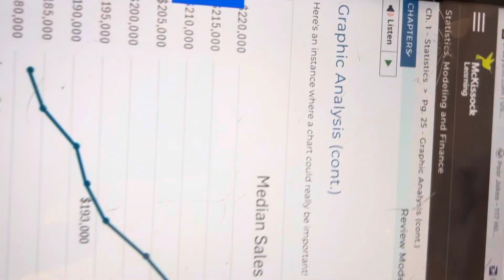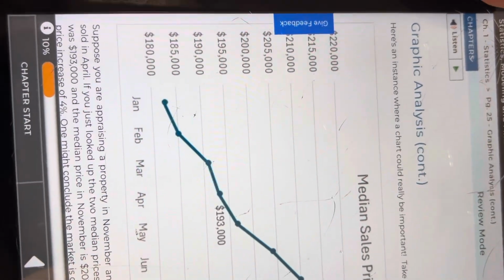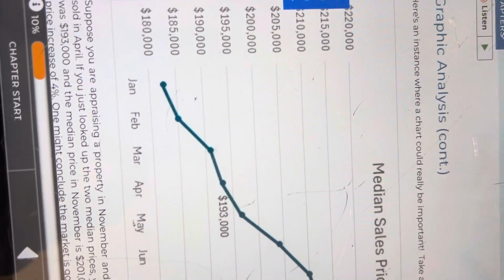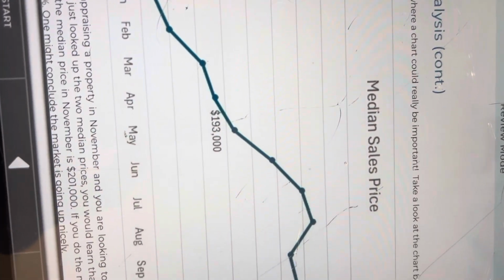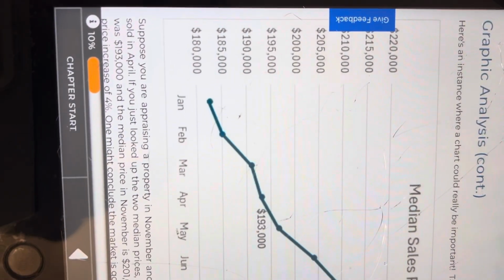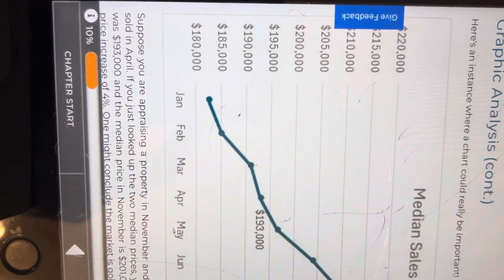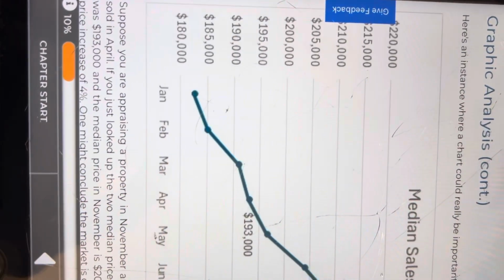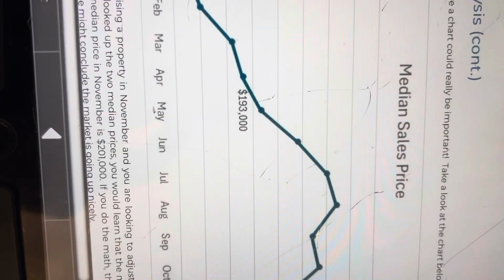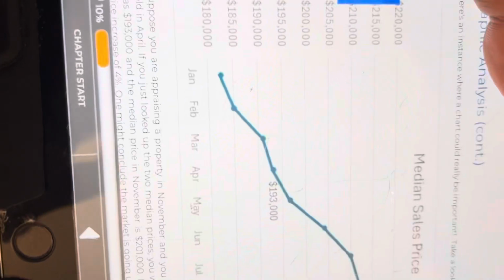Page 25. Graphic analysis continued. Here's an instance where a chart could really be important. Take a look at the chart below. It starts out on the low end of $180,000 up to $220,000 on the high end. This is median sales price.